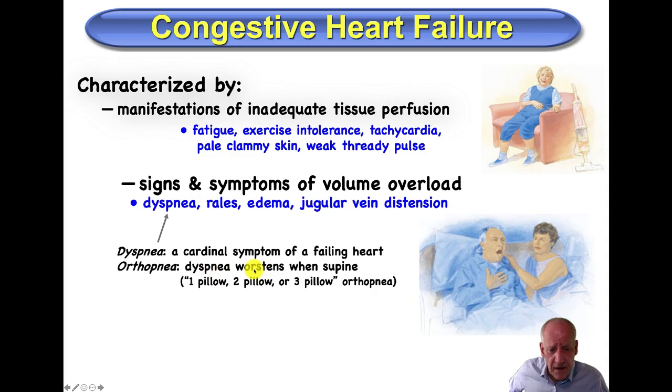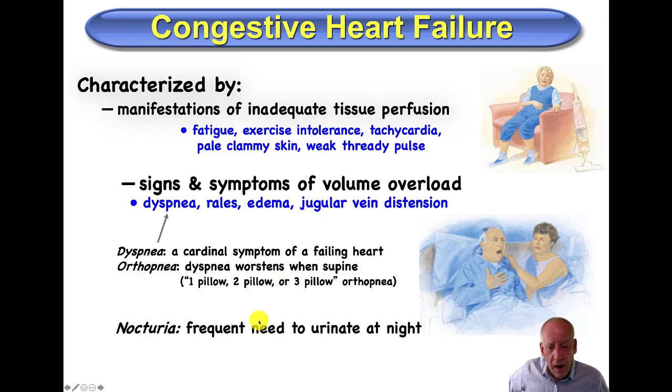Orthopnea is dyspnea that worsens when supine, when laying flat. In fact, the severity of CHF is sometimes judged by whether the patient says they need 1 pillow, 2 pillows, or 3 pillows to prop up at night and avoid dyspnea. Nocturia. Why would patients with heart failure need to urinate, especially at night? Think about the effects of gravity on venous return. When the patient lies flat, peripheral venous pooling is mitigated, improving venous return, better preload, better cardiac output, better perfusion of the kidneys, more urine is produced at night.